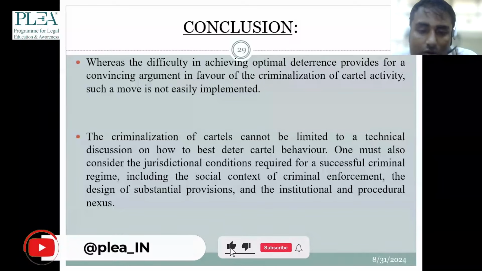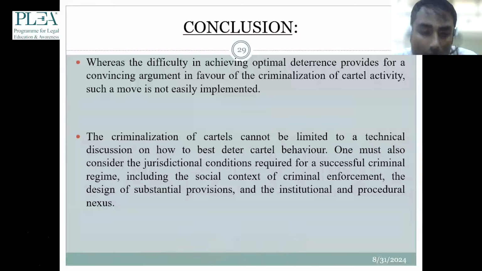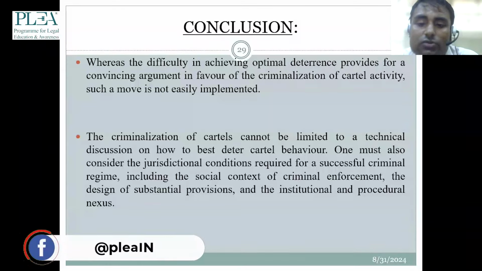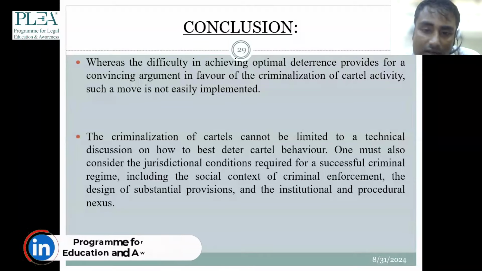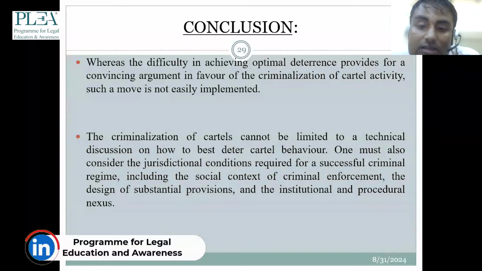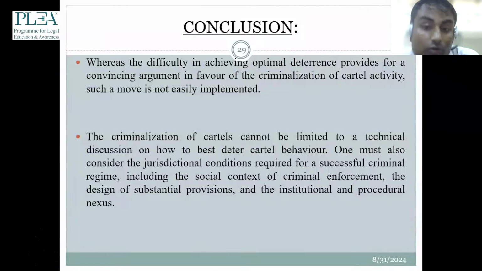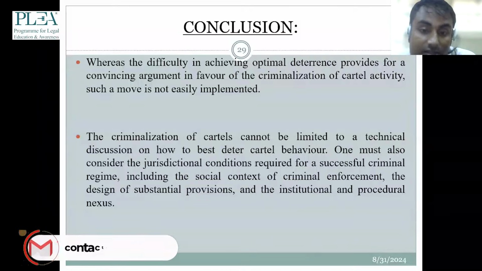And the social context of criminal enforcement: whether it is possible to implement in India, and what are the loopholes in the Indian system to implement that. These things will come, but our legislatures automatically have to give the answer. The design of substantial provisions and the institutional and procedural nexus, that is the main thing that we can see in the Himachal Pradesh case, in the Baddi case.